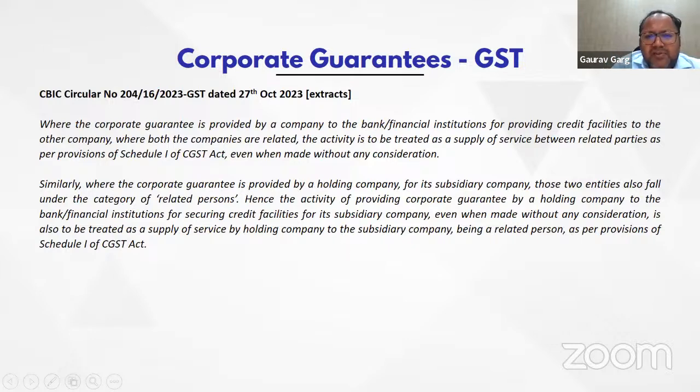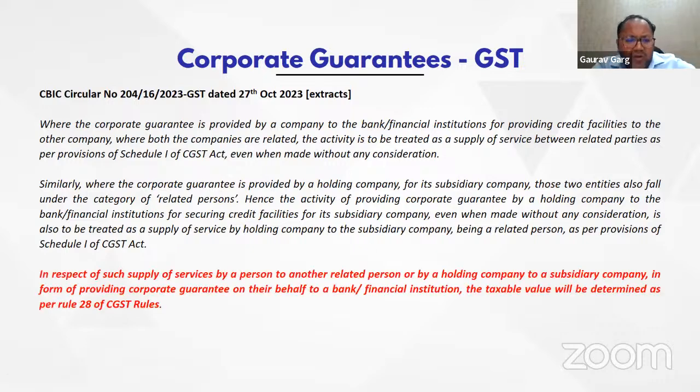So this circular says if one company gives the corporate guarantee to the bank or a financial institution so that the bank or financial institution can give a loan to another group company, and if both fall within the definition of a related party, the circular gets attracted and it needs to be valued as per Rule 28. In respect of such supply of service by a person to another related person, or by a holding company to a subsidiary company in the form of providing corporate guarantee on their behalf to a bank or financial institution, the taxable value will be determined as per Rule 28 of the CGST Rules.